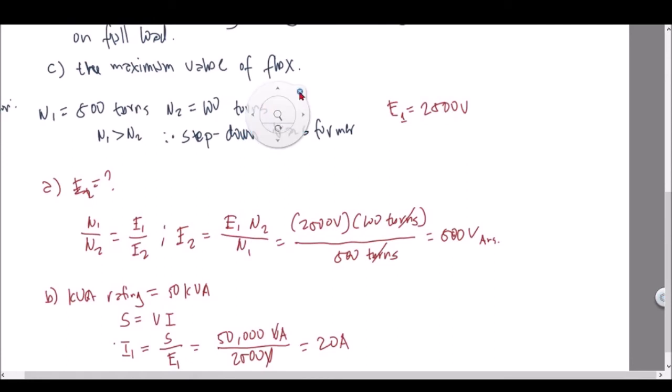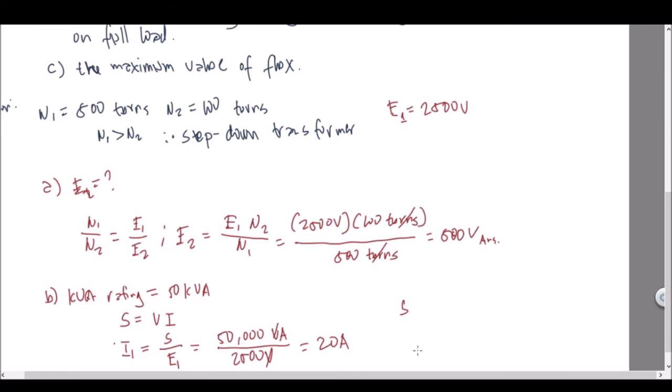Okay, so for the secondary, we could say that again our S, the kVA or the VA for the primary, is equal to the kVA on the secondary, because from the definition of a transformer, a transformer transfers power from one circuit to another, so there is no change in the power itself, assuming that we will not consider the losses. As we go on with our discussion on these subjects, we'll also be considering the losses of a transformer.